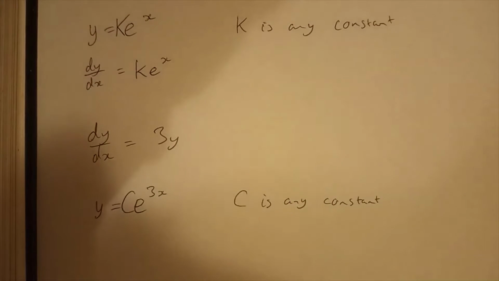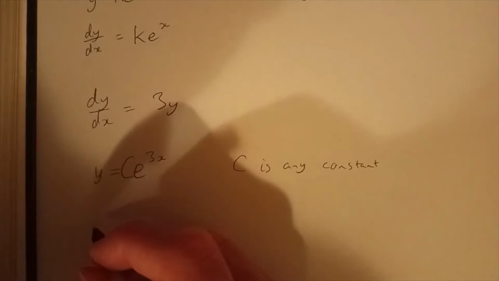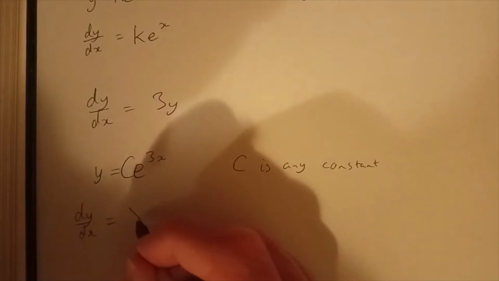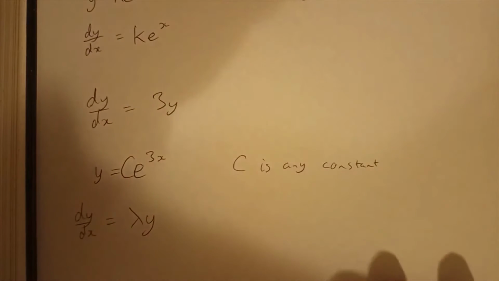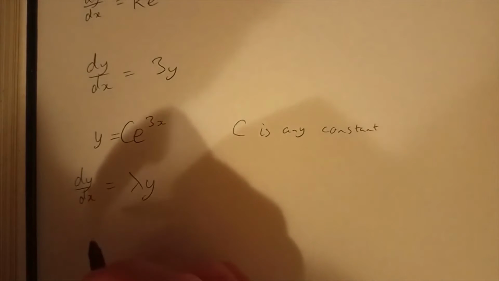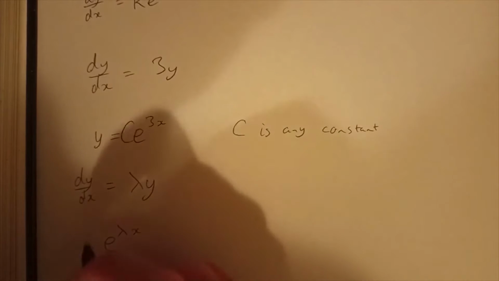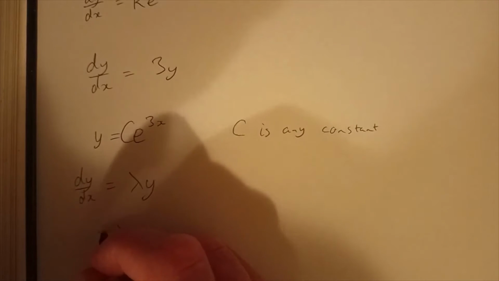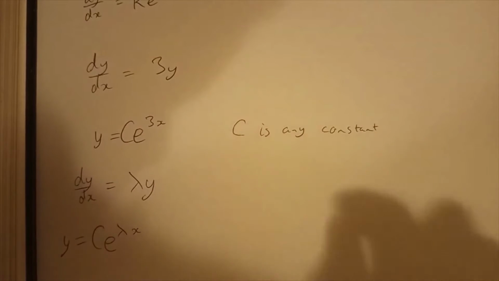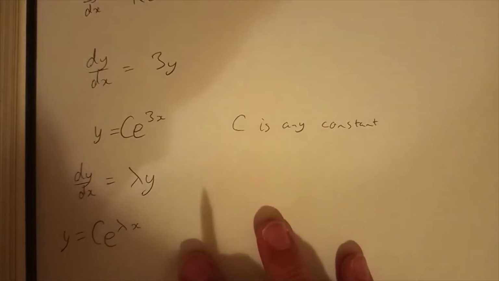So these differential equations here are very simple. They're all of the form dy dx equals lambda times y. And so they have a solution e to the power lambda x. And the general solution, of course, is just a constant times that. But not all differential equations are so simple.